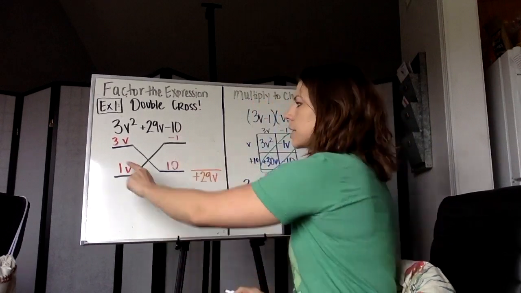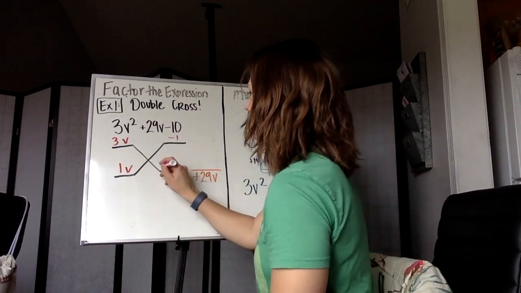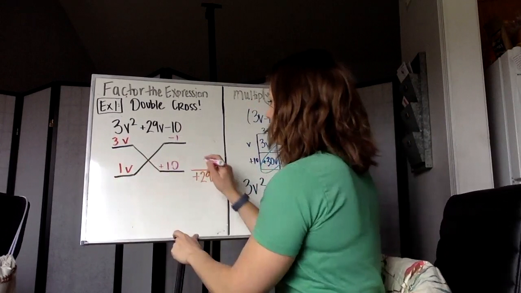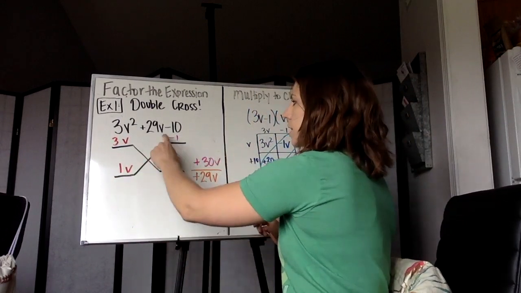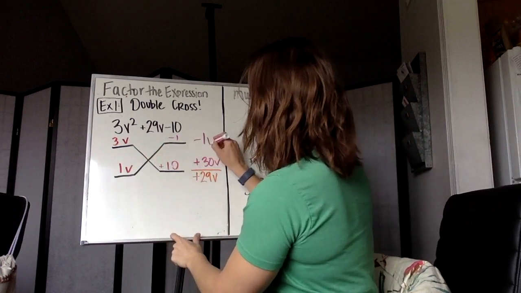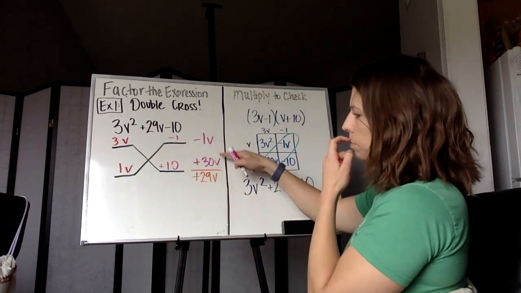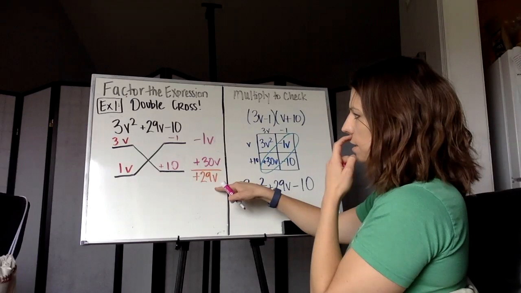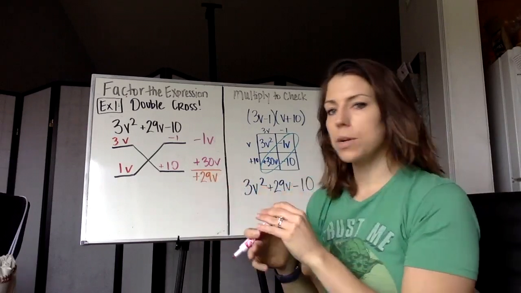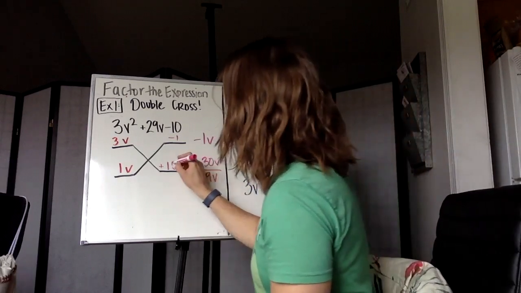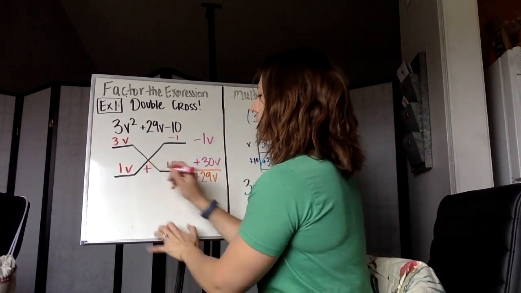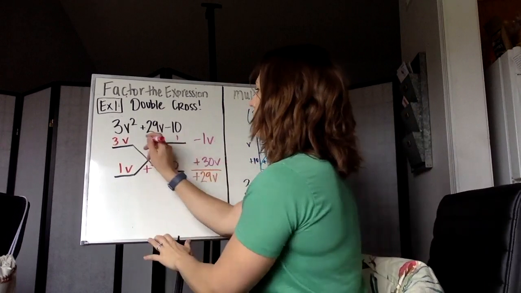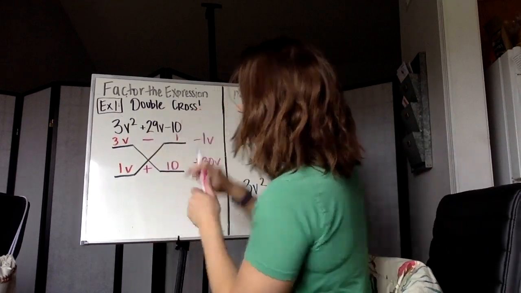Let's see what happens. 3v, and this is a positive 10. 3v times positive 10 is positive 30v. And 1v times negative 1 is a negative 1v. Does negative 1v plus 30v equal 29v? Yes, it does. Oh, that worked out so nicely. So that means we found our two numbers. So I'm just going to take their signs. This is a positive 10 and a negative 1.